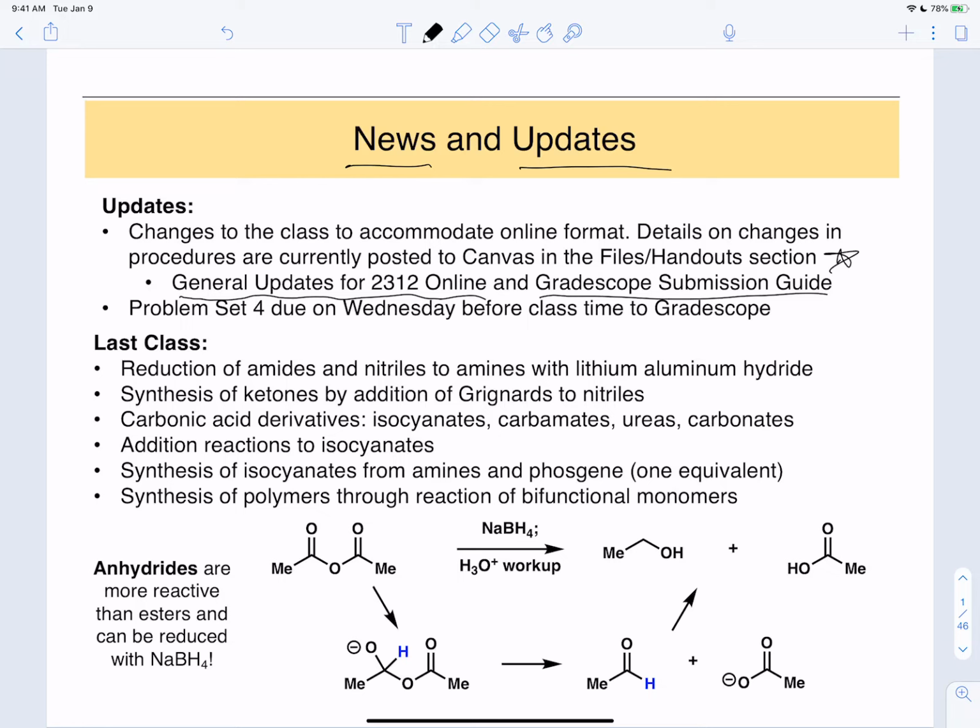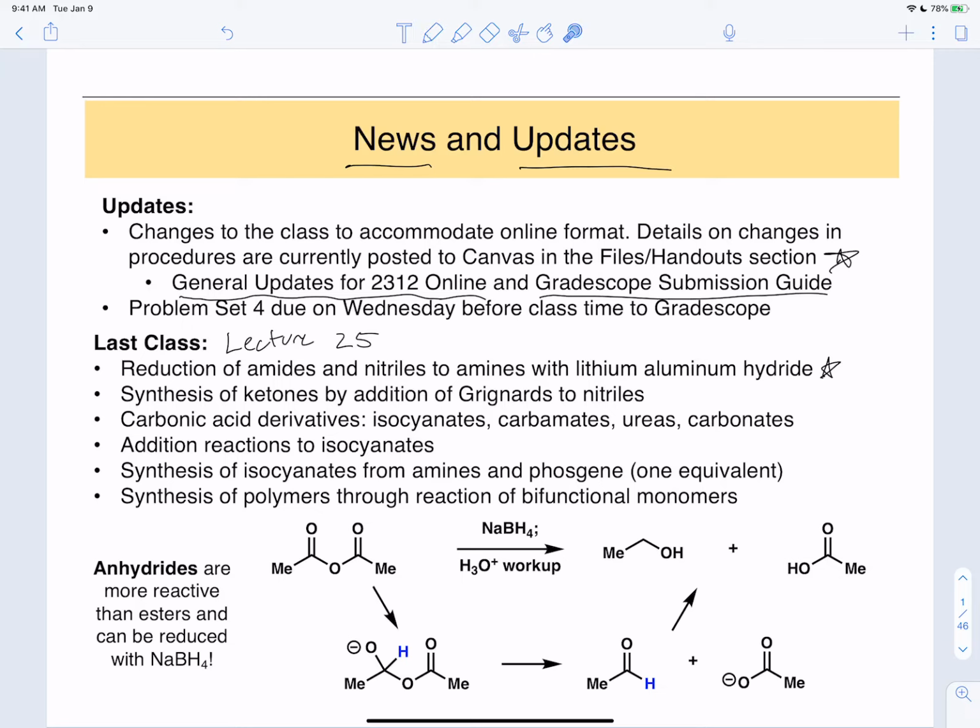The last class, which was lecture 25, we talked about some new methods to reduce different types of functional groups. This led to synthesis of amines from reduction of amides and nitriles. In order to do this, we need to use a strong reducing agent like lithium aluminum hydride. So this is a distinction for nitriles where they go to a primary amine rather than an aldehyde that you'd get with DIBAL. We also saw that we could make ketones by the addition of Grignards to nitriles, followed by acidic workup.